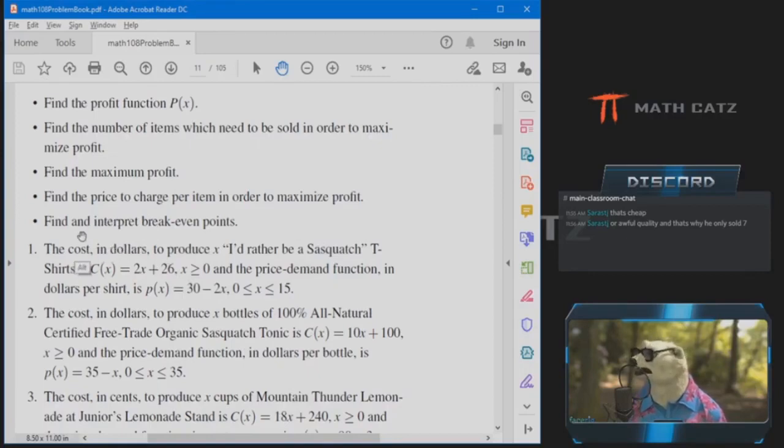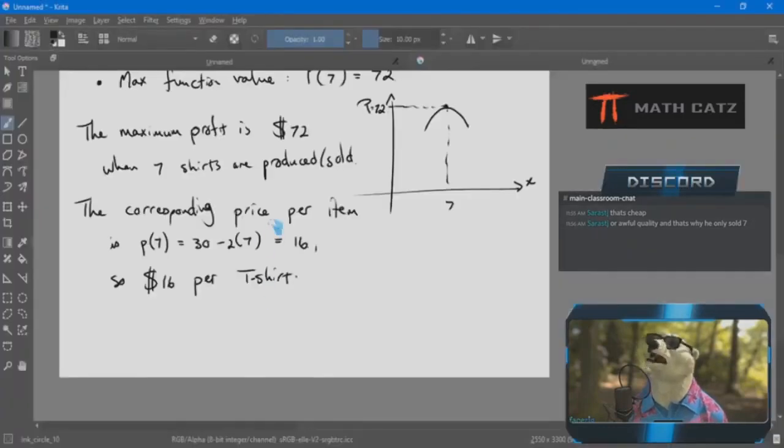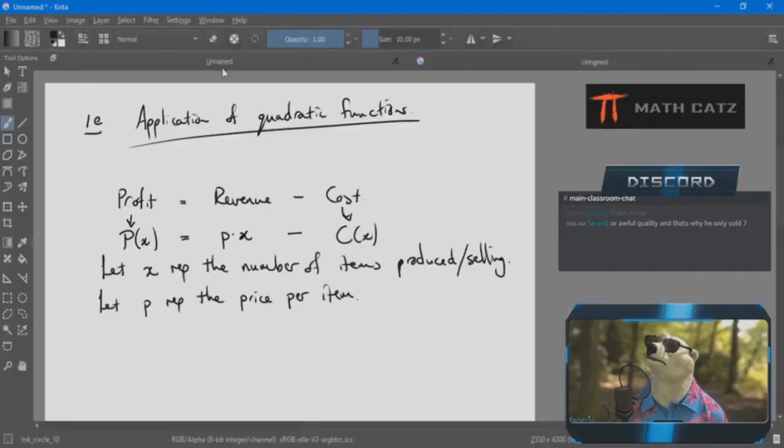Lastly, we want to find and interpret the break-even point. Okay, so now let's suppose I have analyzed the situation before deciding to make these t-shirts so that I can decide, well, am I even going to make a profit? Is it worth it?